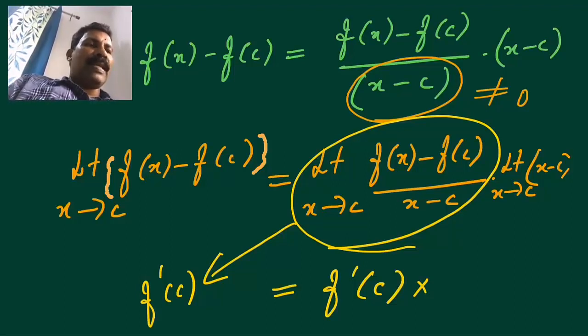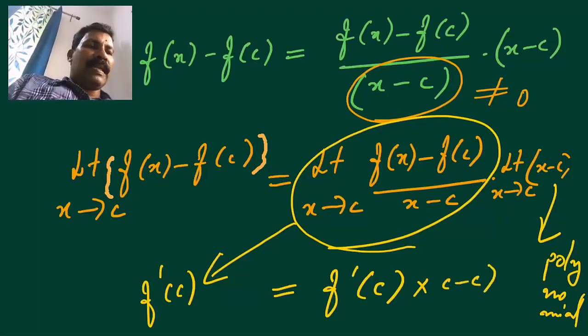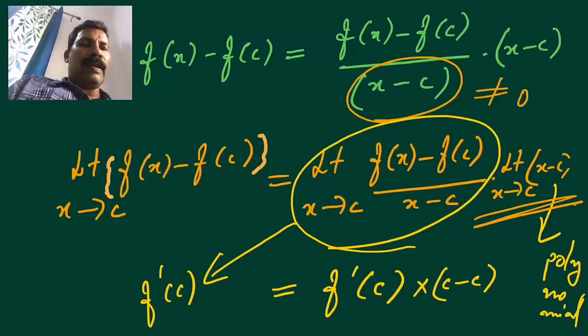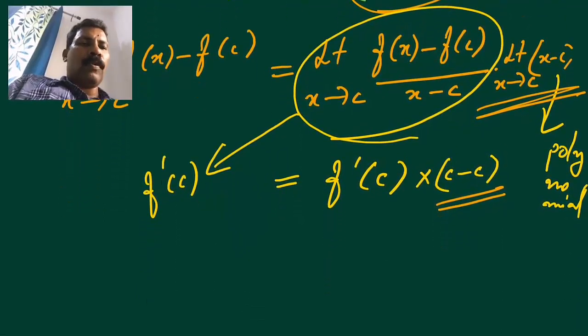So f'(c) exists as a finite number into the limit of x - c as x tends to c. You know that x - c being a polynomial, we can substitute directly x equal to c, because we know that when a function is continuous, we can go with the value of the function in place of a limit value. So instead of finding the limit value here, we can go with the direct value, that is c - c. But what is c - c? c - c is 0. So the right hand side becomes 0.